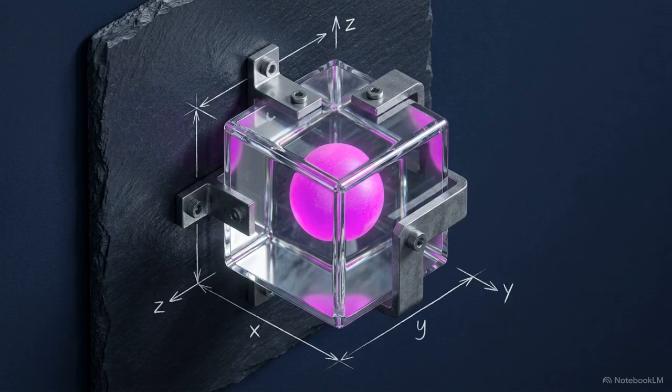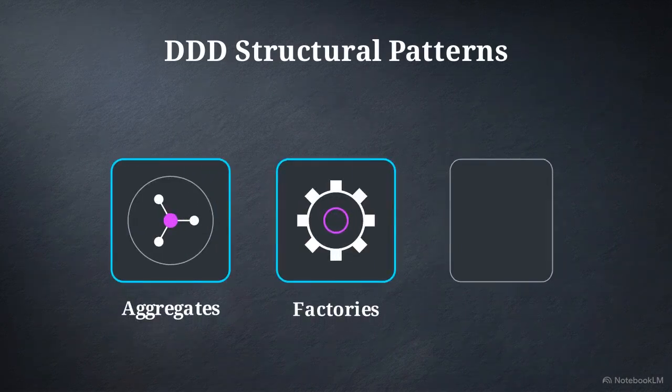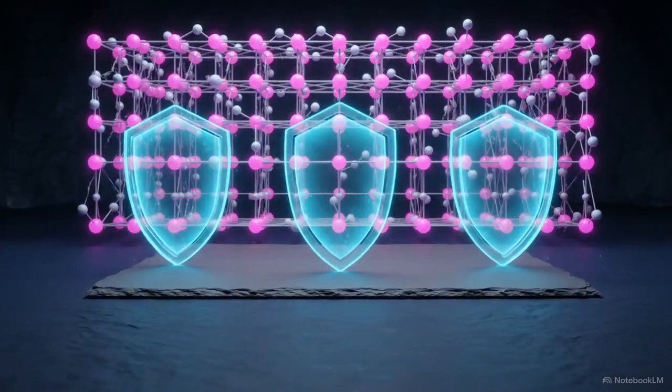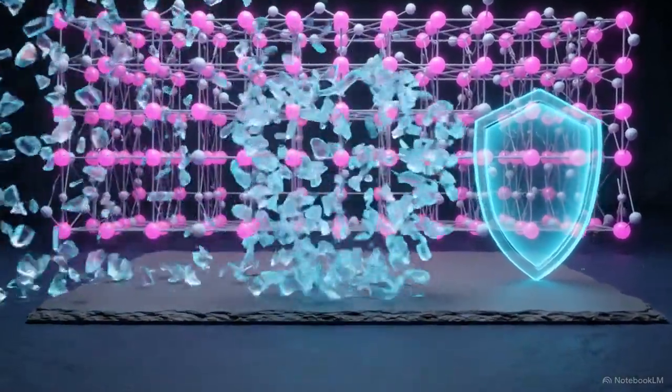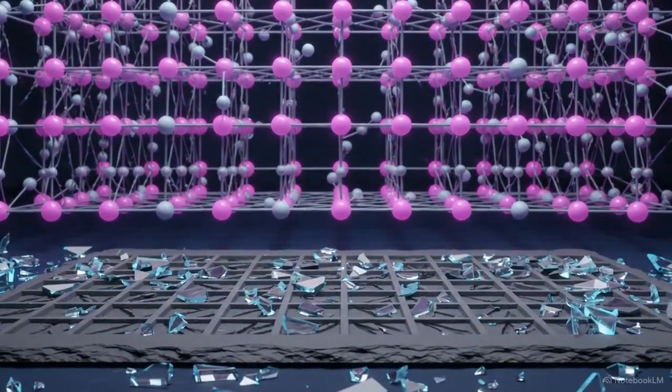To protect the heart of the software, the domain object lifecycle must be explicitly isolated. We achieve this by implementing 3 specific structural patterns: aggregates, factories, and repositories. Without these 3 structural firewalls, even the most carefully constructed domain model degrades into a fragile, data-driven schema.